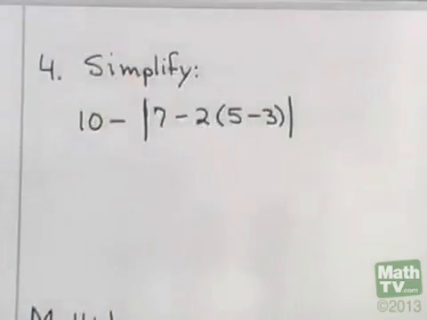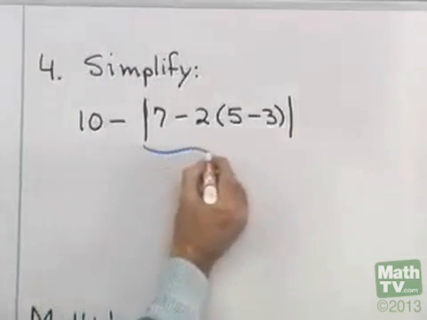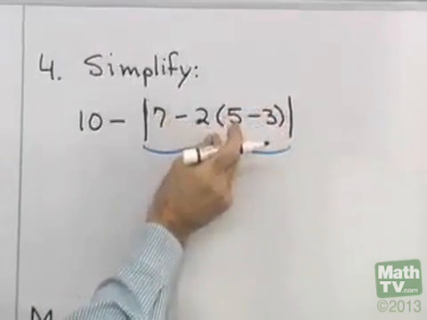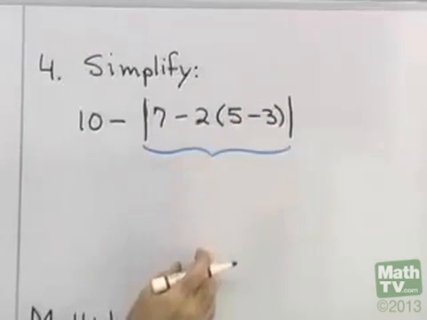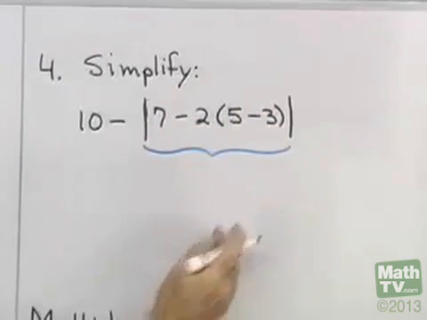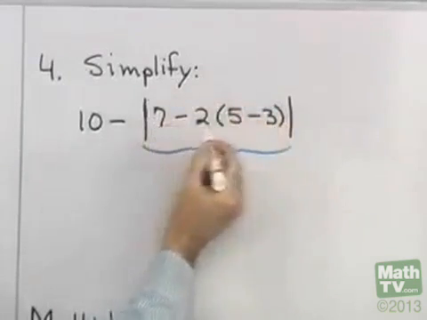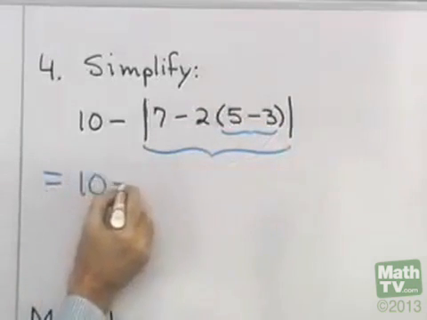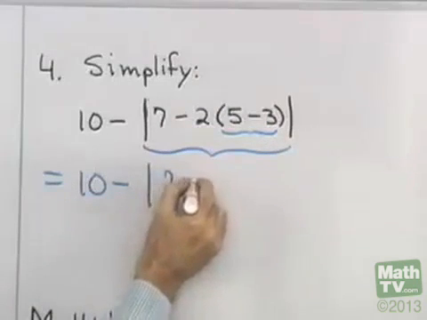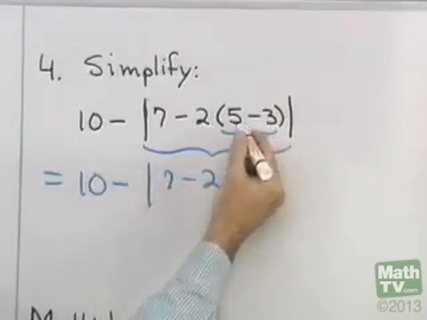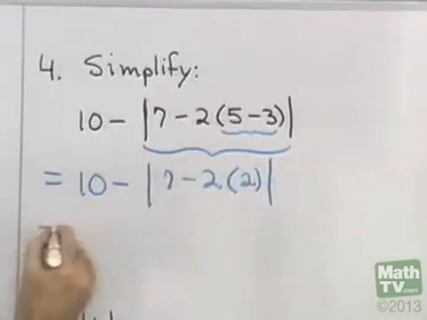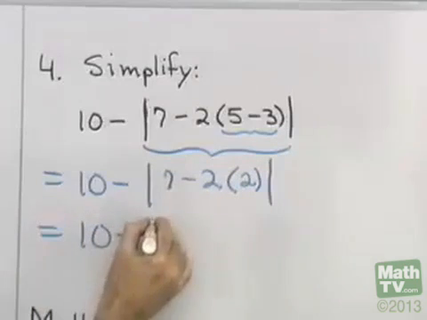We want to simplify, and here we have an expression that involves absolute value. Absolute value will work in the same way that parentheses do. We need to simplify everything inside there first, and then we'll take its absolute value when it's down to a single number. So inside the absolute value symbols, I have to go inside the innermost parentheses first. So I have 10 minus absolute value, 7 minus 2 times the quantity 5 minus 3, which is 2. Close my absolute values.